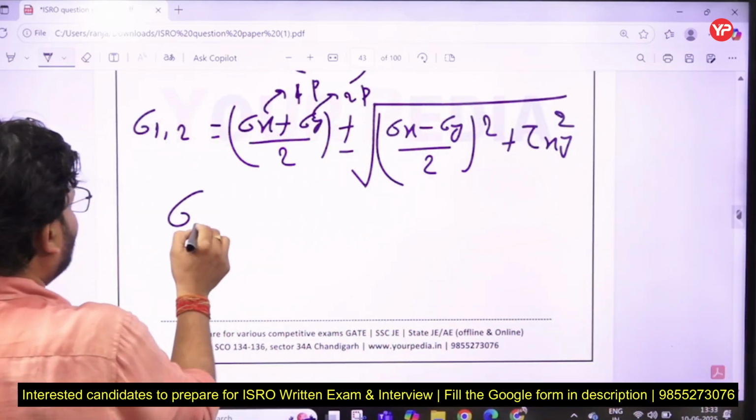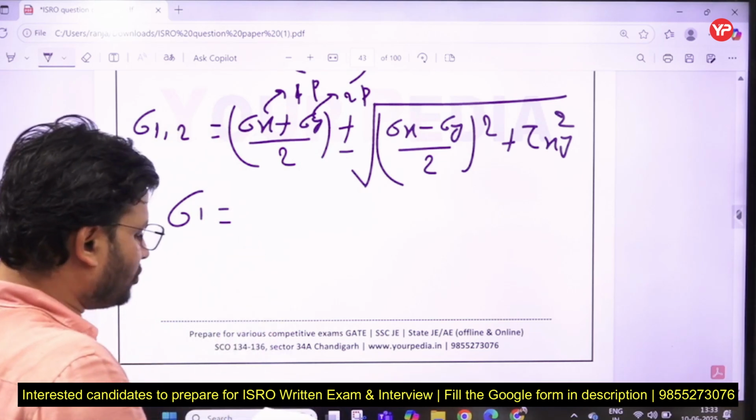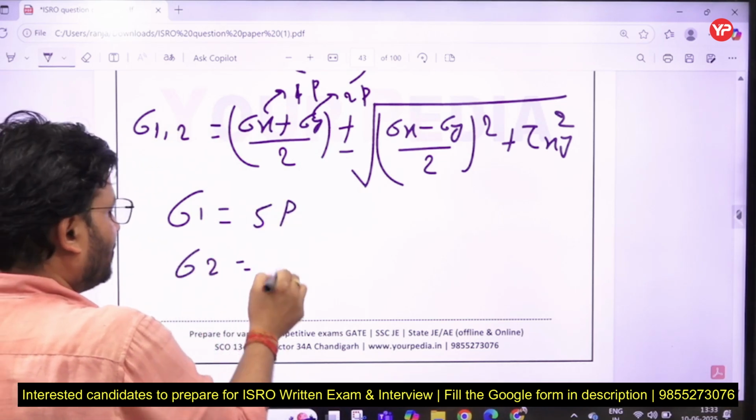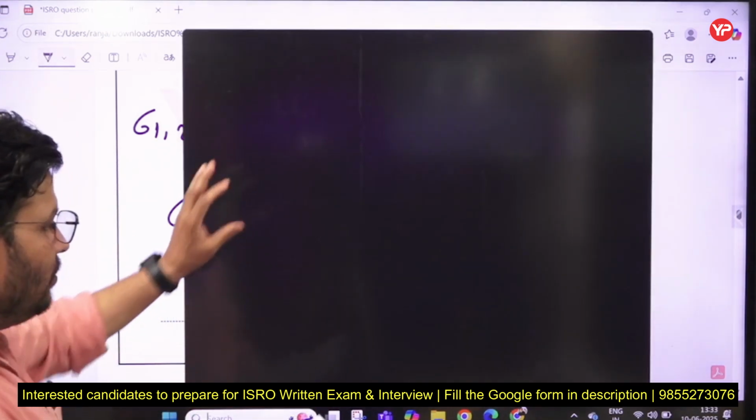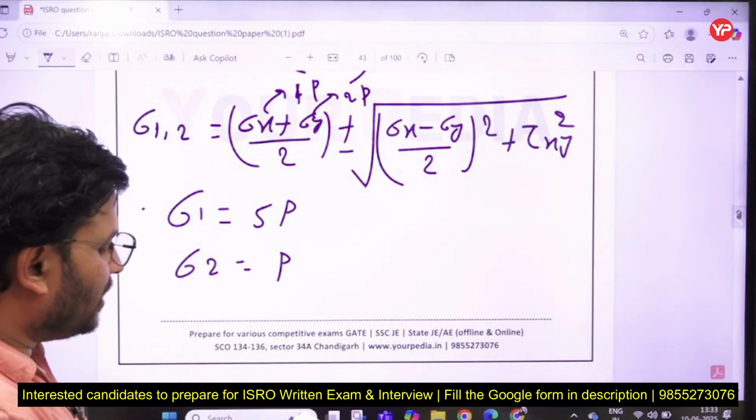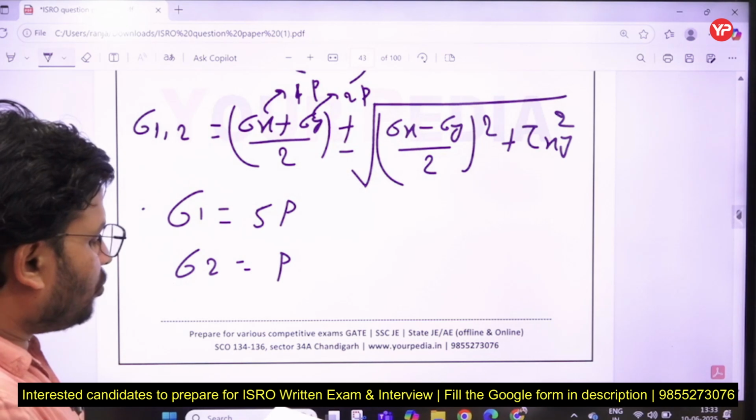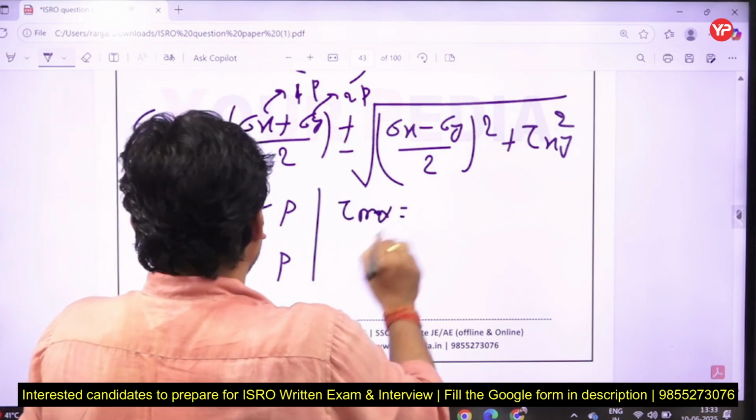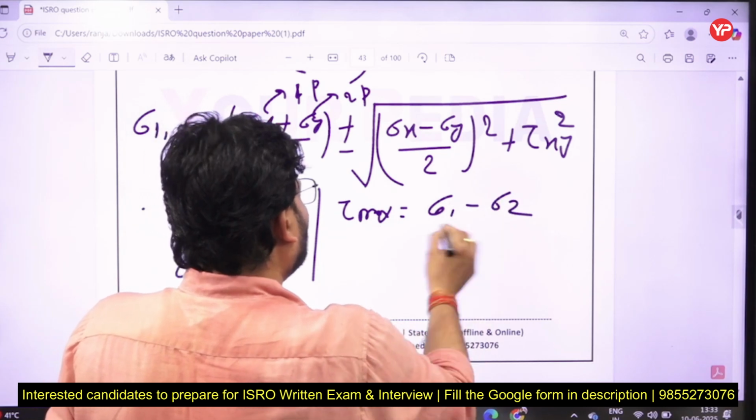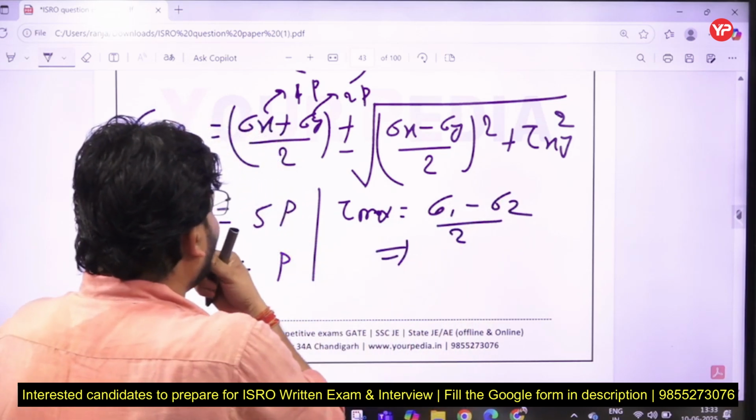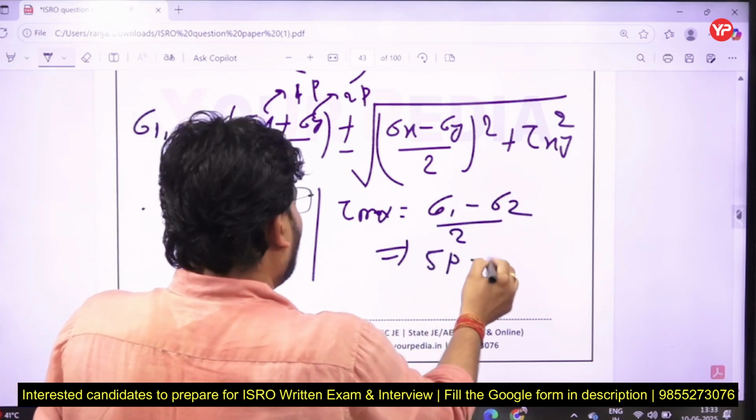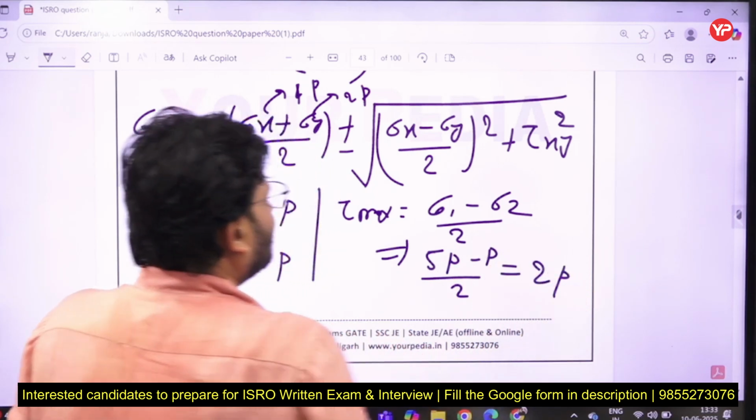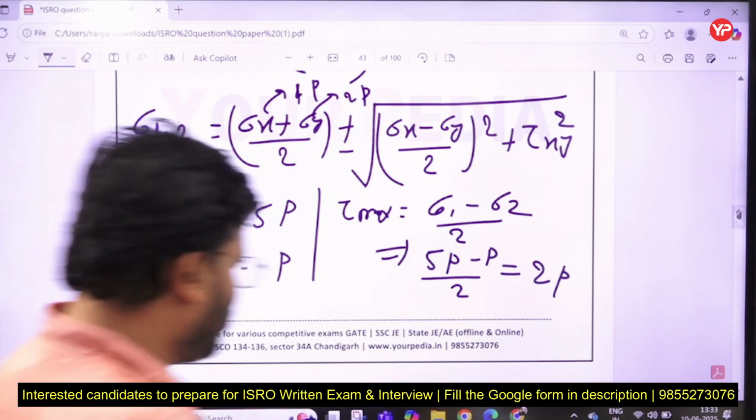If you do the calculation, sigma 1 comes out to be 5p and sigma 2 comes out to be p. So what will be tau max? Tau max, as you just said, is (sigma 1 minus sigma 2) upon 2. So it is (5p minus p) upon 2, which is 2p. Tau max is 2p.